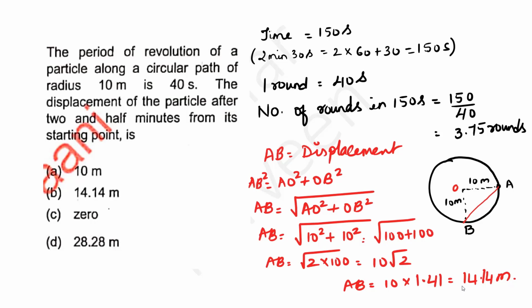Now, just apply Pythagoras theorem because it will be a right angled triangle and find the value of AB. AB square will be equal to AO square plus OB square. Here AO and OB both are radius of the circle. That will be 10 meters. Substitute the values and find the answer. At last you will get square root of 2 into 100. Square root of 100 is 10. Put the 10 outside. It will be 10 into root 2. Root 2 is 1.41. So multiply it, you get 14.14 meter. So here option B will be the right answer.